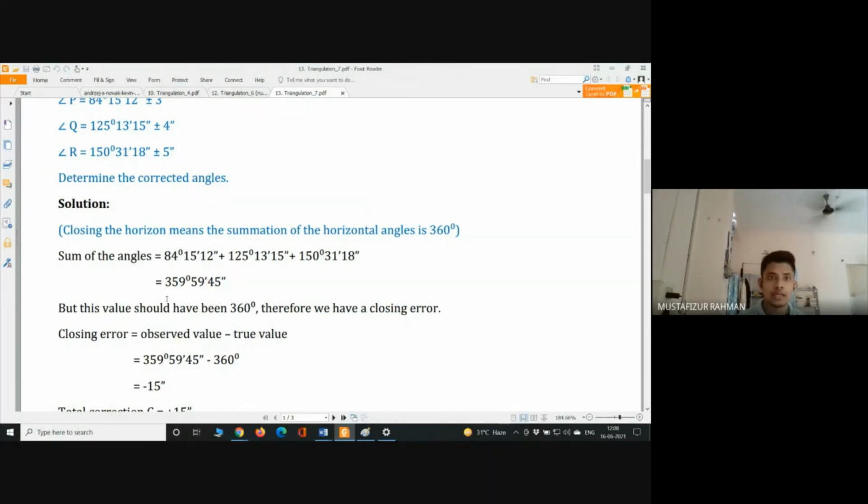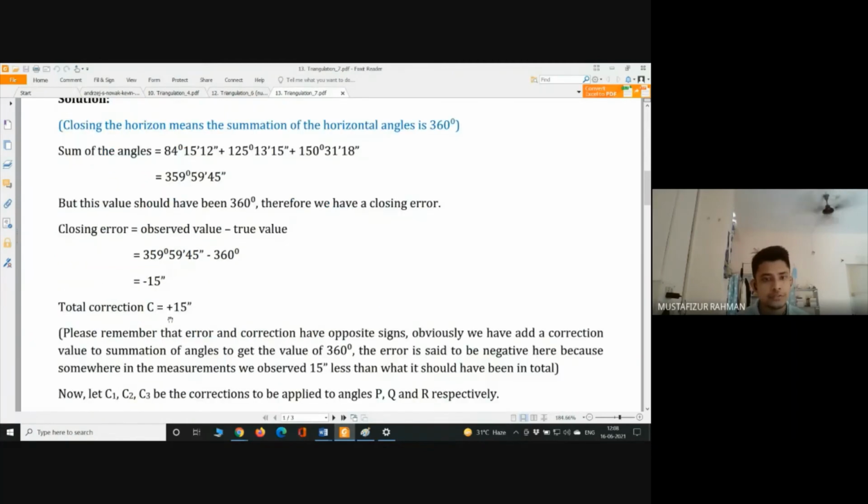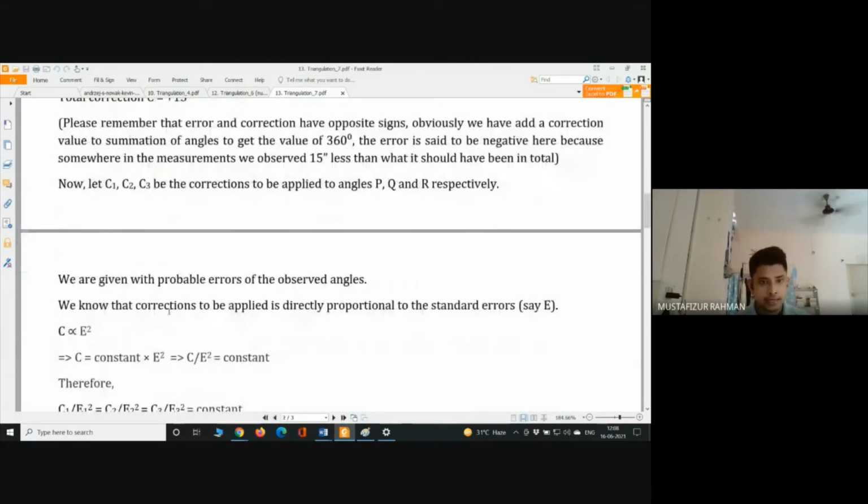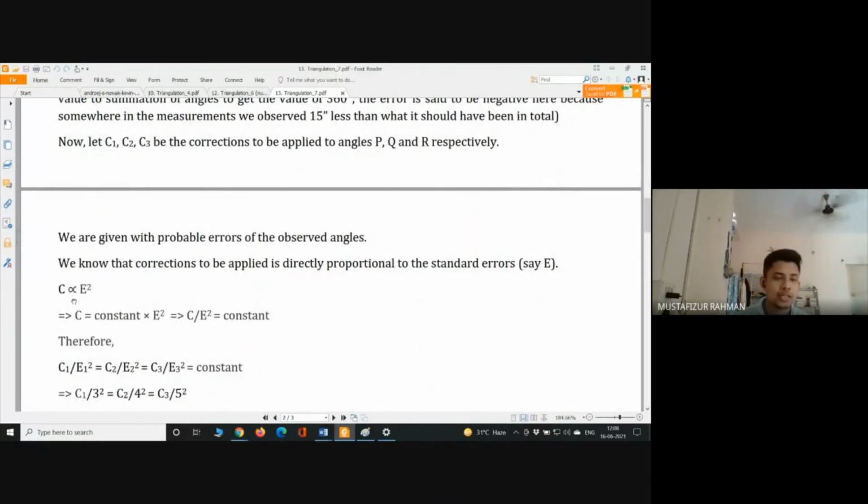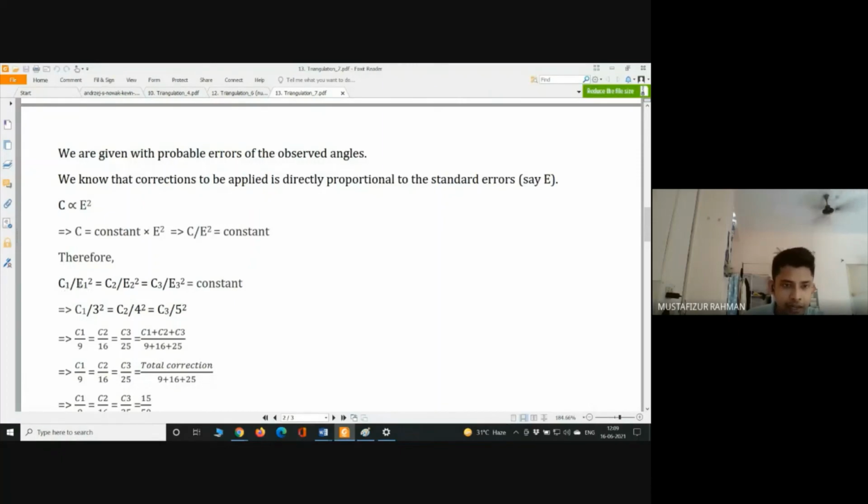Now then we have to determine how much correction for angle P, how much for Q, how much for R. We know the total value, that is 15 seconds. Now, by law we know that correction is directly proportional to the square of the standard error. So when it is directly proportional, we can write C is equal to constant into E square, right? So we can write C1 divided by E1 square is equal to a constant, for the first angle. C2 by E2 square is equal to the same constant, for the second case. Then C3 by E3 square is also equal to a constant. Okay, we are considering some constant K, right? But what is the meaning? They are all proportional.